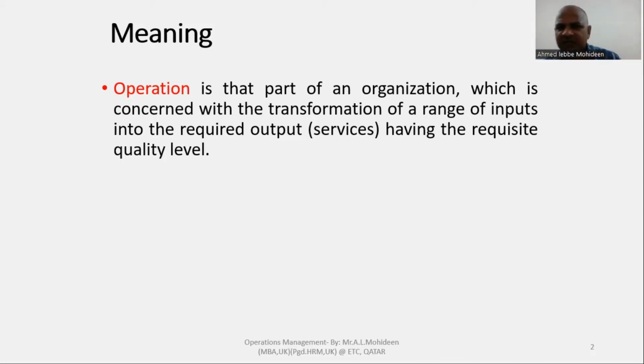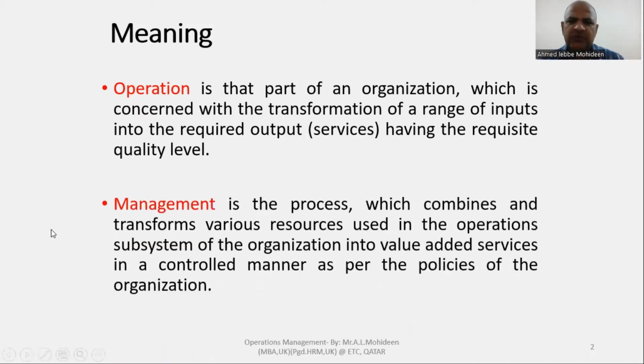So in the operation, what can we see? Three things. What are they? Input, process, output. Input, process, output. Example: if you need a shirt, you have to have the cloth, and then the tailor will bring for you the shirt.